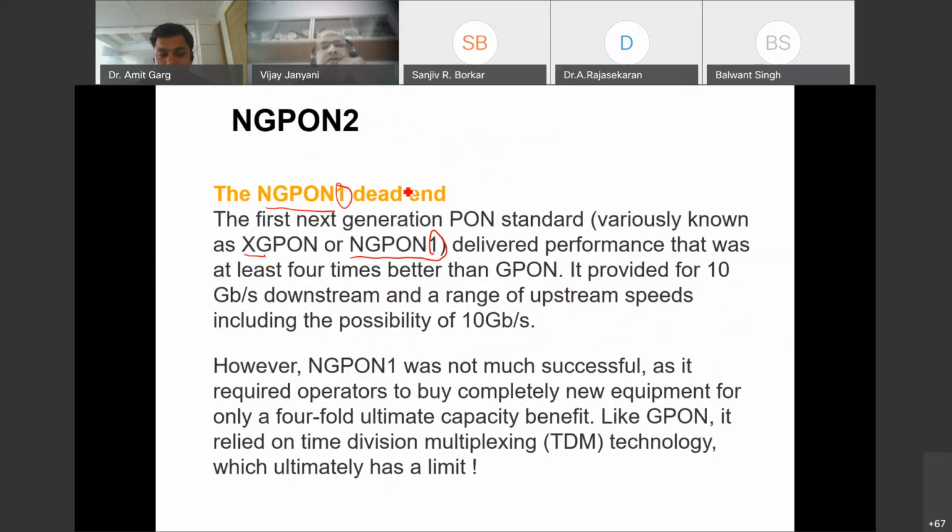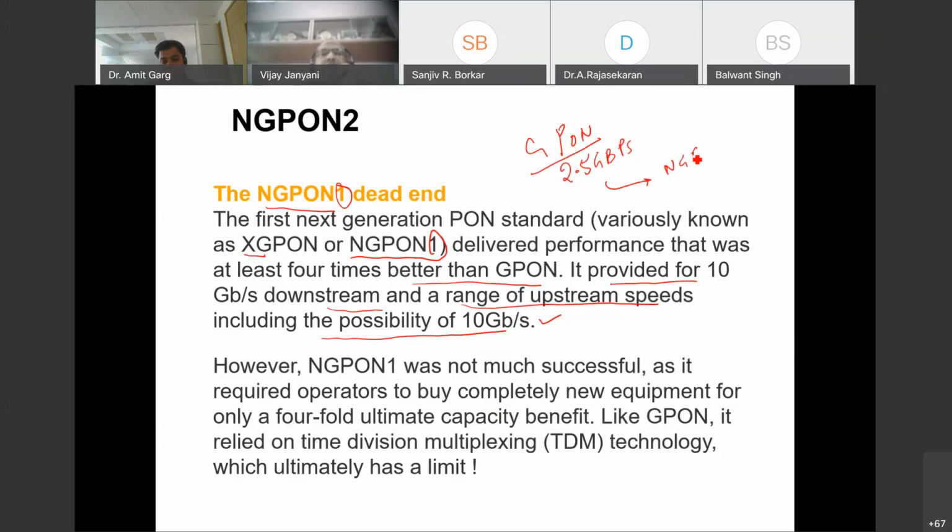So what is the dead end? It delivered performance that was at least 4 times better than GPON, providing 10 Gbps downstream and a range of upstream speeds, including the possibility of 10 Gbps. This tells you that GPON was already there, providing a speed of 2.5 Gbps. Then came NGPON 1, or XGPON, which provided a speed of 10 Gbps. But you need to change the ONU.